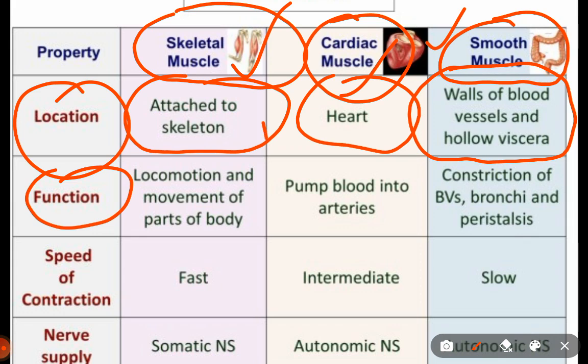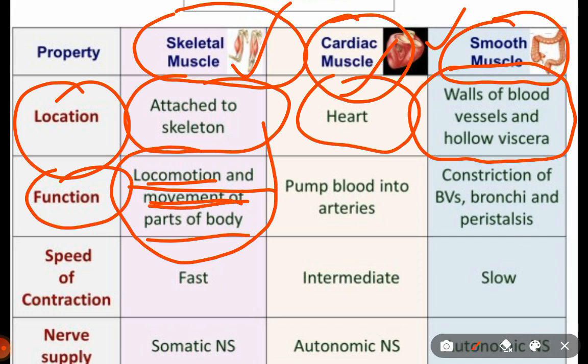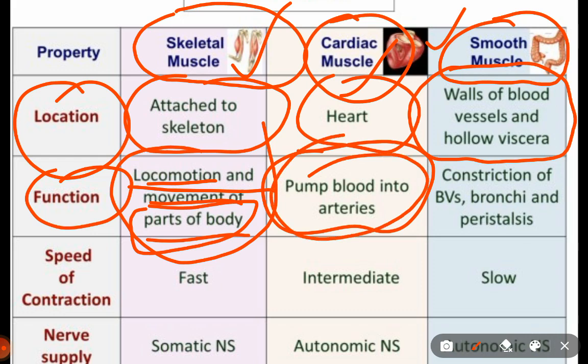So the purpose of skeletal muscles, it's very obvious, is locomotion and movement of body parts, okay? So in your legs, the muscles attached to your bones are called skeletal muscles. They help you locomote or move from one place to another. The cardiac muscles, the muscles in the heart, pump blood into the arteries, okay? So your heart contracts and relaxes, and this way it pumps the blood throughout the arteries. Now remember that cardiac muscles are very strong muscles and they do not tire, okay? Skeletal muscles, relatively, are weaker because they do tire, okay?